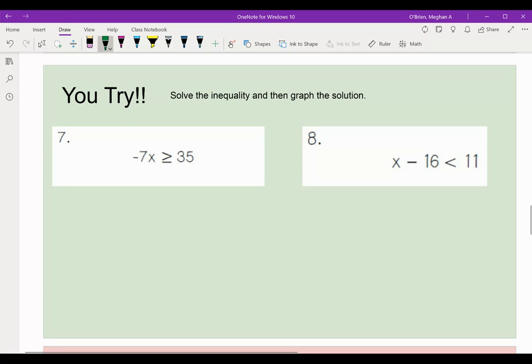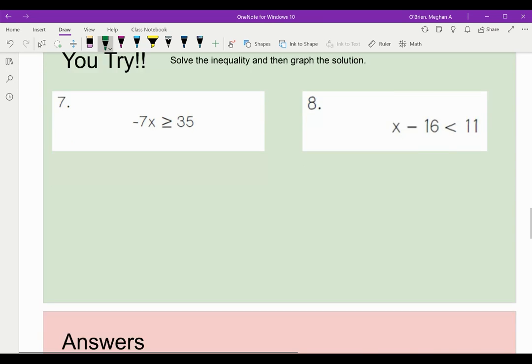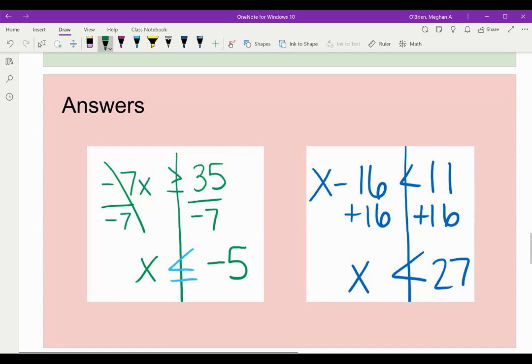Okay. Could you go ahead and try these 2 problems? So pause, work them out, then play the video and see how you did. Here are the answers. How'd you do?